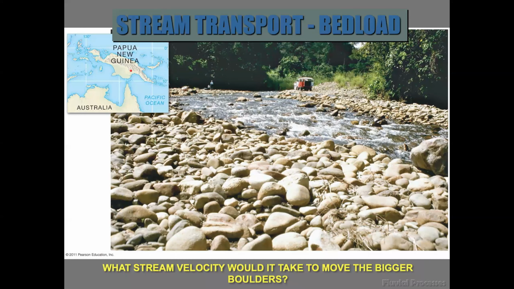Here's an image from Papua New Guinea, a tropical climate where they get lots and lots of rainfall. As you can see, these rocks are not moving, but you can imagine these are pretty big boulders. What kind of water velocity would be required to move this stuff? So that gives you an idea that it is a function of water velocity and size of material.